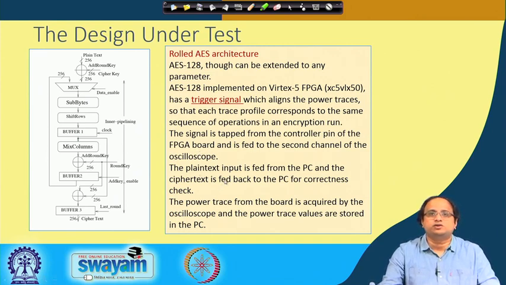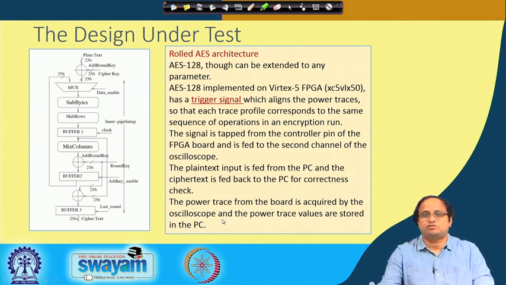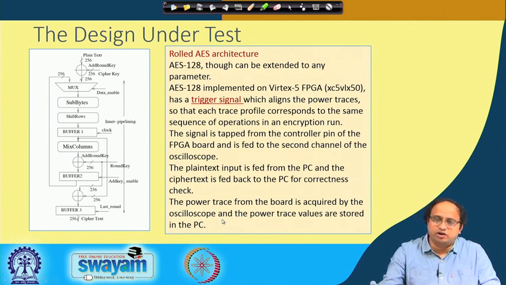So, the plaintext input is fed from the PC, and the ciphertext is fed back to the PC for a correctness check. Of course, you need to ensure that your design is working properly as expected in the AES algorithm. And the power trace from the board is acquired by the oscilloscope, and the power trace values are stored in the PC. As I said, the power trace values are recorded in the PC, because there we will do our statistical processing or DPA attack.